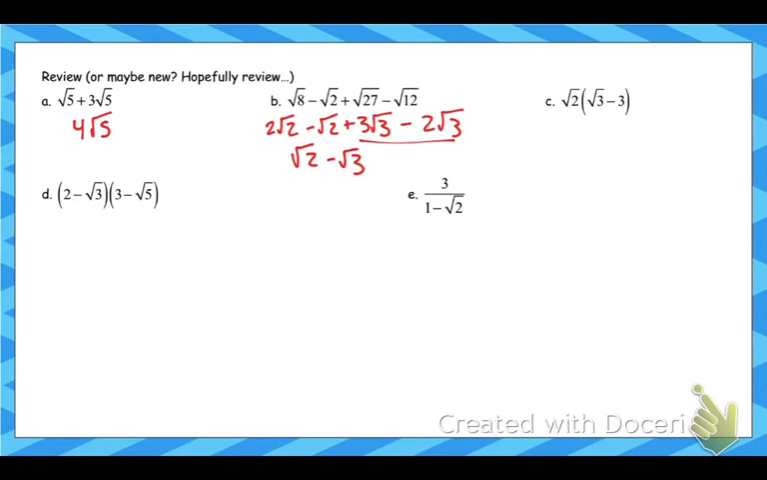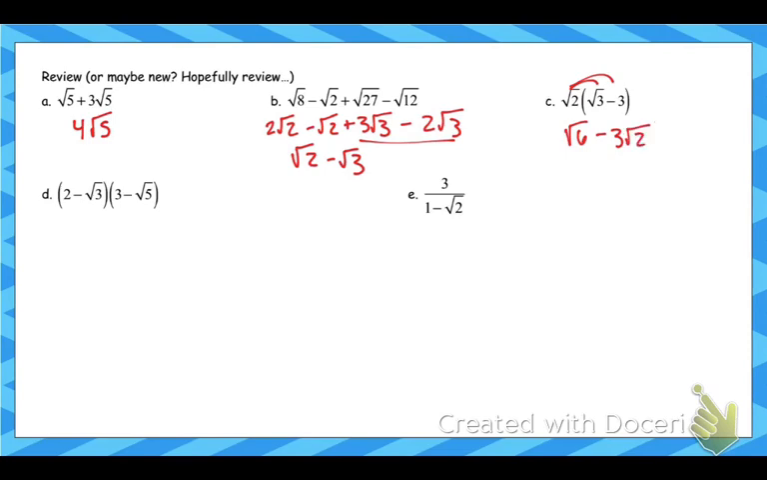Now, when you multiply, it's a different story. You can multiply any radicals together, but whenever you multiply, any numbers that are under the radical get multiplied and stay under. Any numbers that are outside the radical get multiplied and stay outside. So this would become the square root of 6. This would be -3 times root 2.